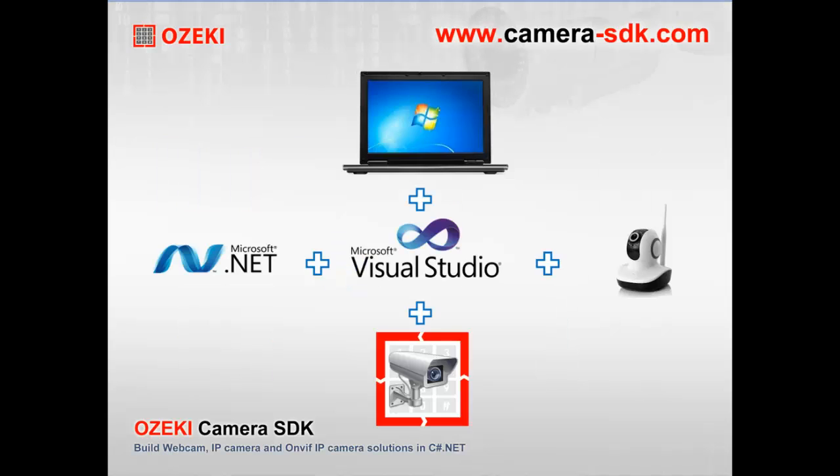Here are some tools which are necessary to have before you start the implementation of any computer vision solution. You will need to have a Windows computer, .NET framework, Visual Studio, some kind of camera, and the Ozeki Camera SDK software. If you have these requirements, then you are ready to implement great computer vision solutions.